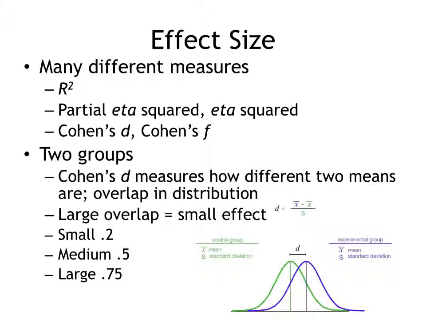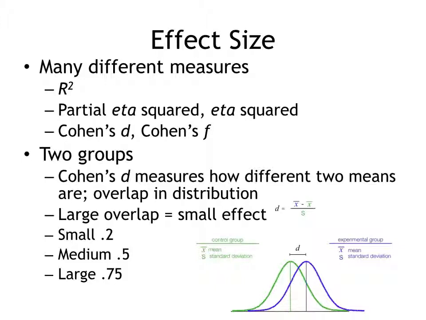Cohen's d can only be used with two groups. It's a test that measures how different the two means are. In other words, how much overlap is there in their distribution. And look down there at the bottom. You see the mean for both of those distributions, and there's some overlap between them. And that's what Cohen's d is measuring.